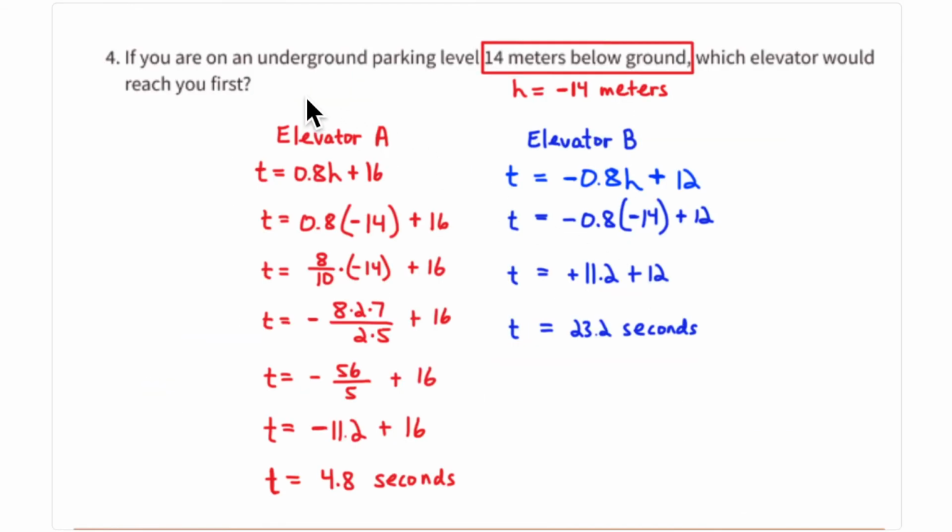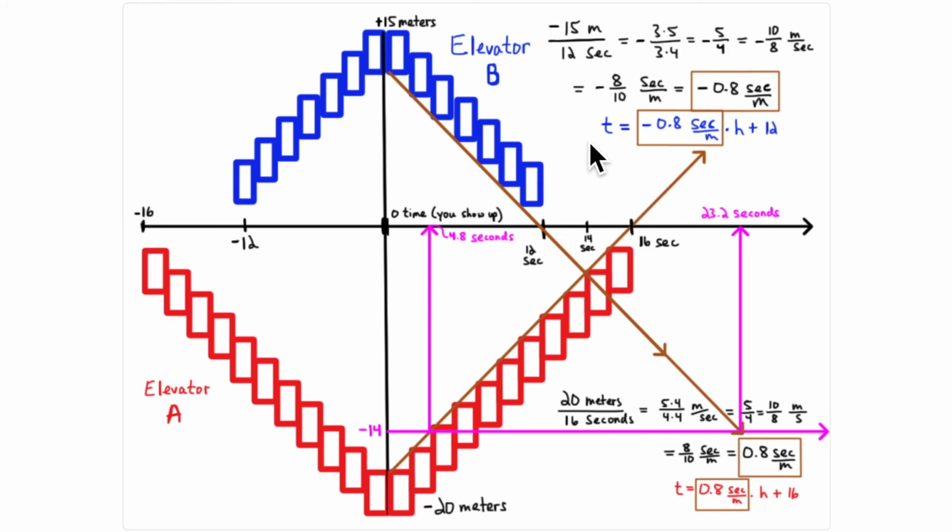All right, so this is a pretty interesting question. If you're not at ground level, let's say that you're at a parking level that's 14 meters below ground level. Which elevator would reach you first, elevator A or elevator B? Let's go to this drawing for just a second. Notice that you're now at 14 meters below ground level. So elevator A has to go from negative 20 meters to negative 14 meters. Well, how far is that? That is 6 meters.